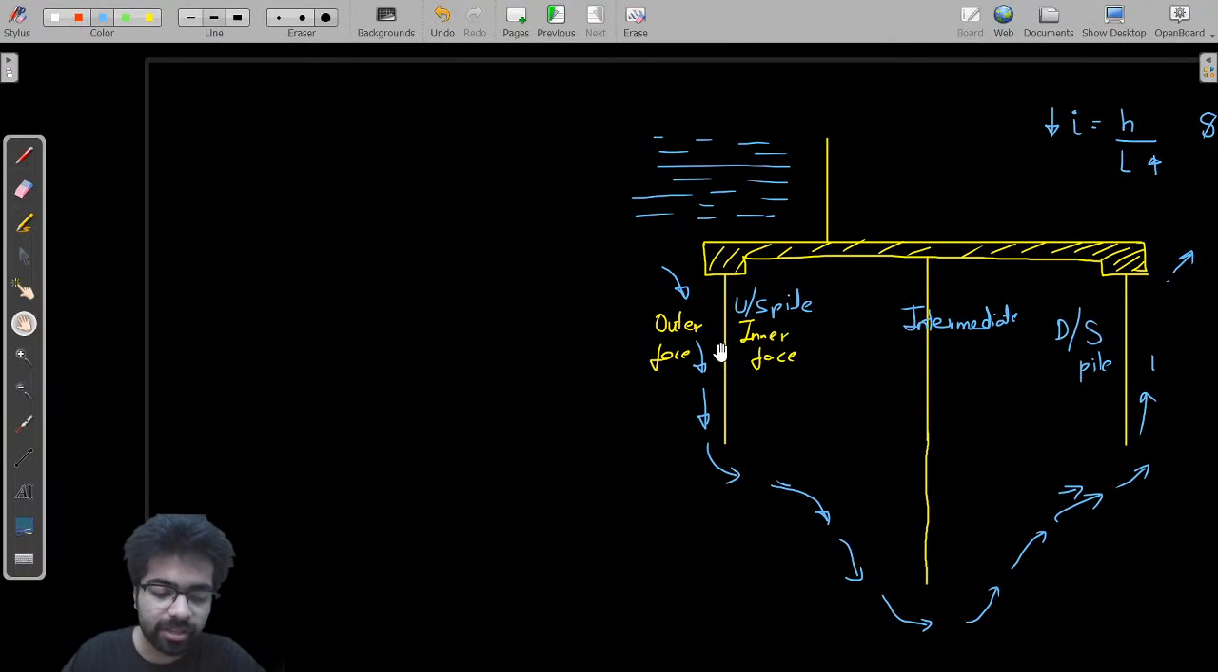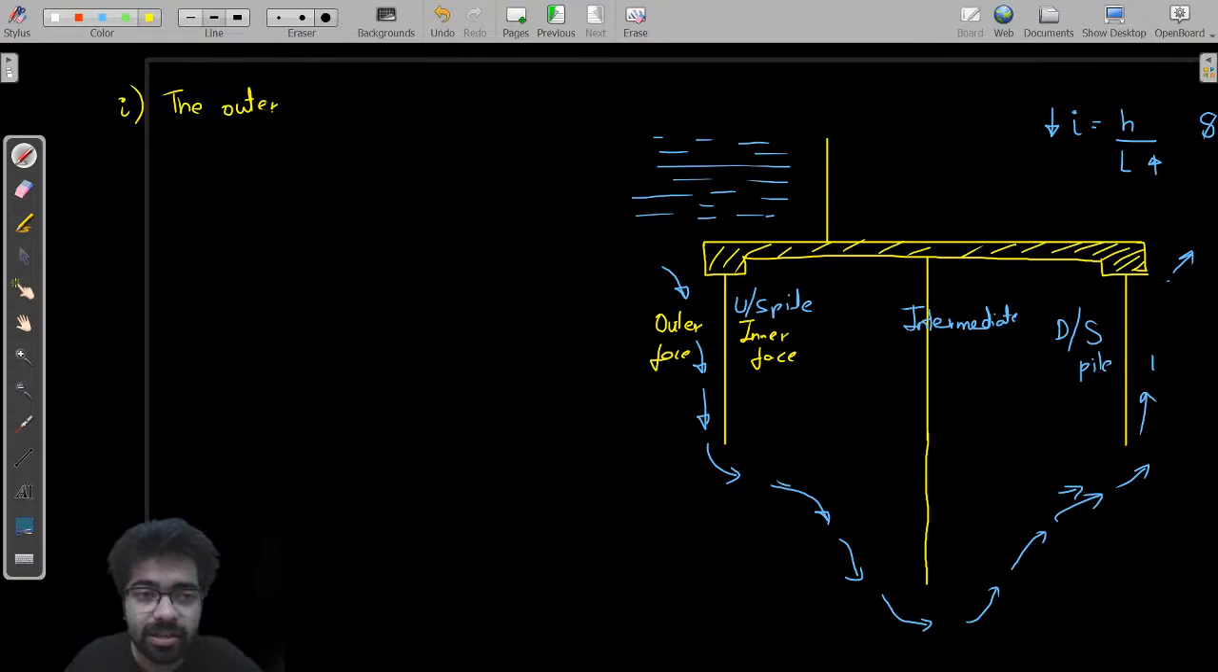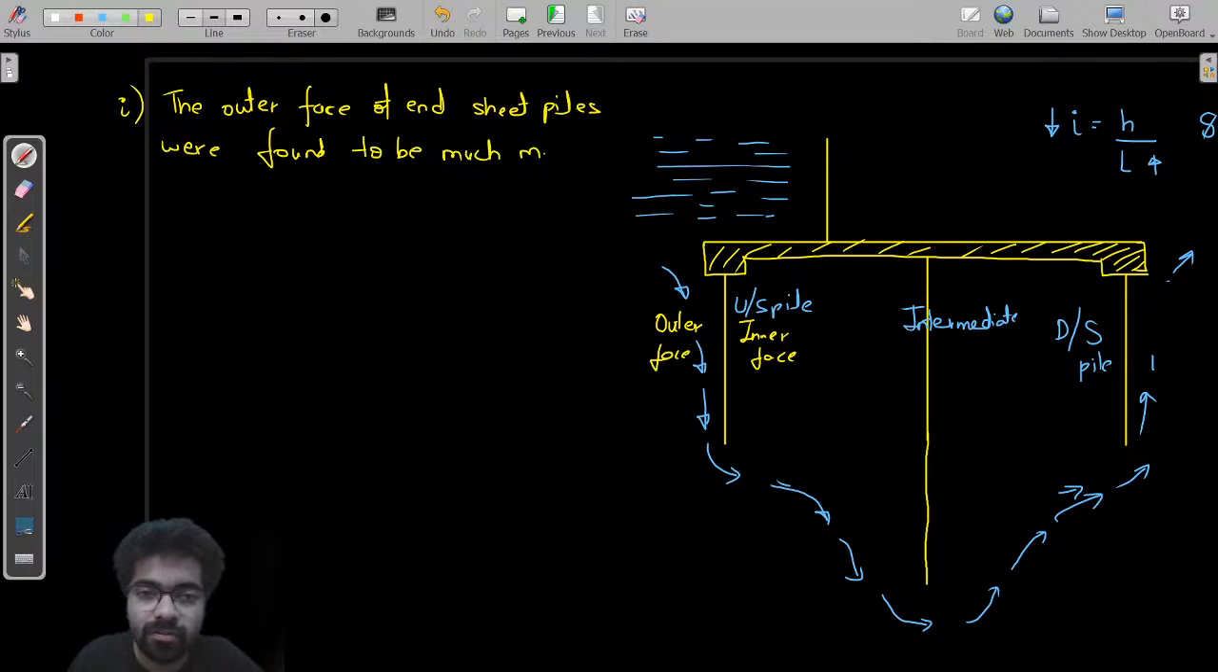So let me write down the first point: the outer face of end sheet piles. Remember very carefully all these theories. These are very important points from the ESE theory point of view. In ESE everything is asked. The outer face of end sheet piles, my dear friend, was found to be much more effective than the inner ones.